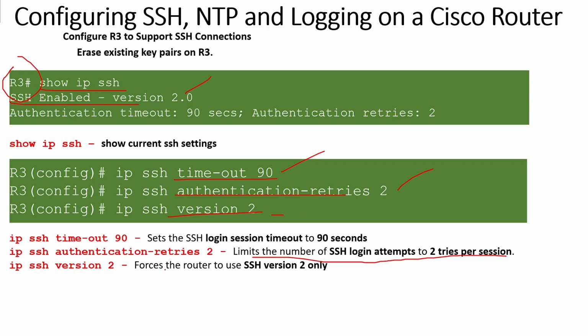And the next command will force the router to use version 2 of SSH only. If you're using SSH version 1 or version 3, then you cannot log into this router. It will only use version 2 of SSH.